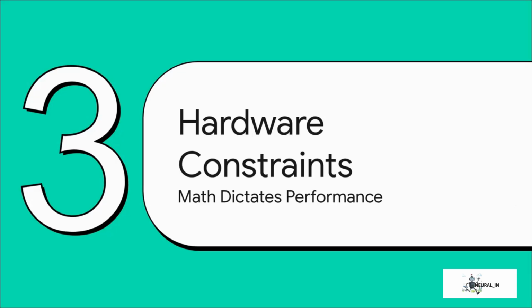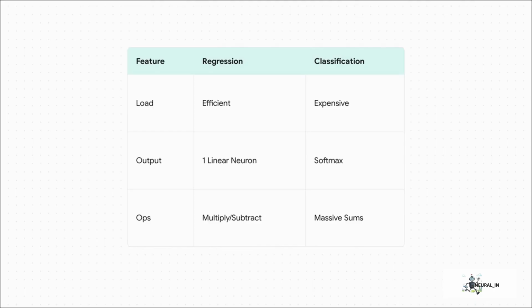Section 3, hardware and GPU constraints, how the math dictates microchip performance. Okay, this is where it gets really cool. These mathematical differences physically bottleneck high-performance GPU hardware. This isn't just theory, it directly changes how memory is consumed on your actual microchips.